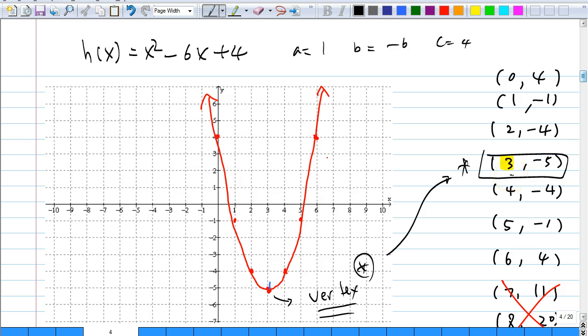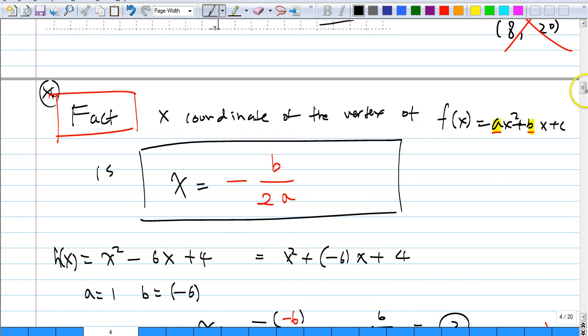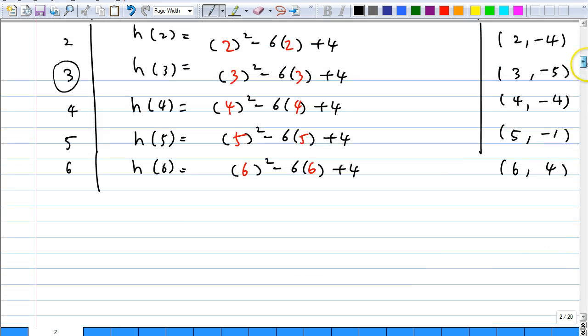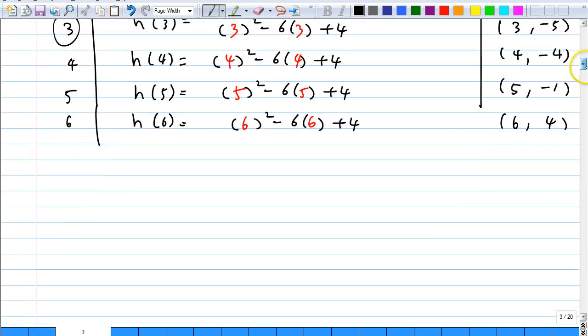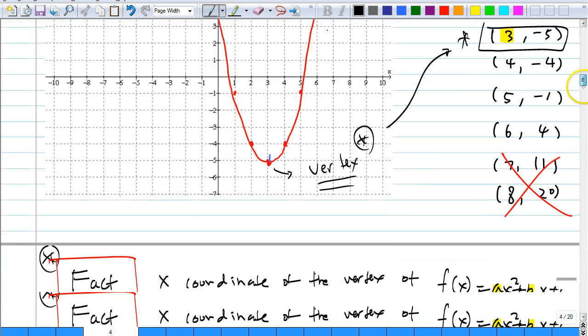Does that make sense? If I told you that the vertex was 3, could you figure out the y coordinate of this vertex? Yeah, how do you do it? You plug it in just like how you did it in your table, right? If I knew this was 3, don't you plug in 3 to the equation and find the y value? That's easy. If I give you the x value, you could always find the y value. So the key is then to find the x value of the vertex, and here it is.